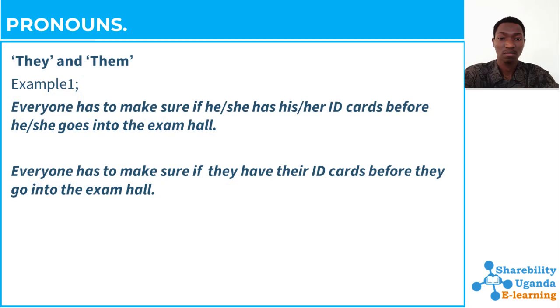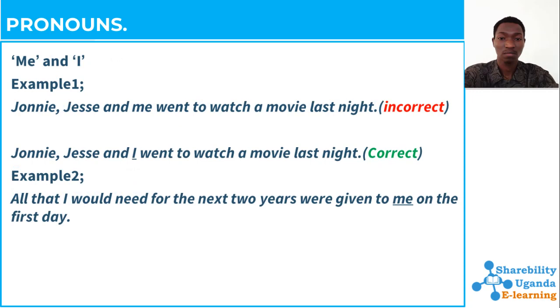The third person pronouns they and them can be used when the gender of a third person singular pronoun is neutral or cannot be determined. For example, everyone has to make sure if he or she has his or her ID cards before he or she goes into the examination hall. When you have to write for the general public, people use he or she, him or her. It can also be written as everyone has to make sure if they have their ID cards before they go into the exam hall.